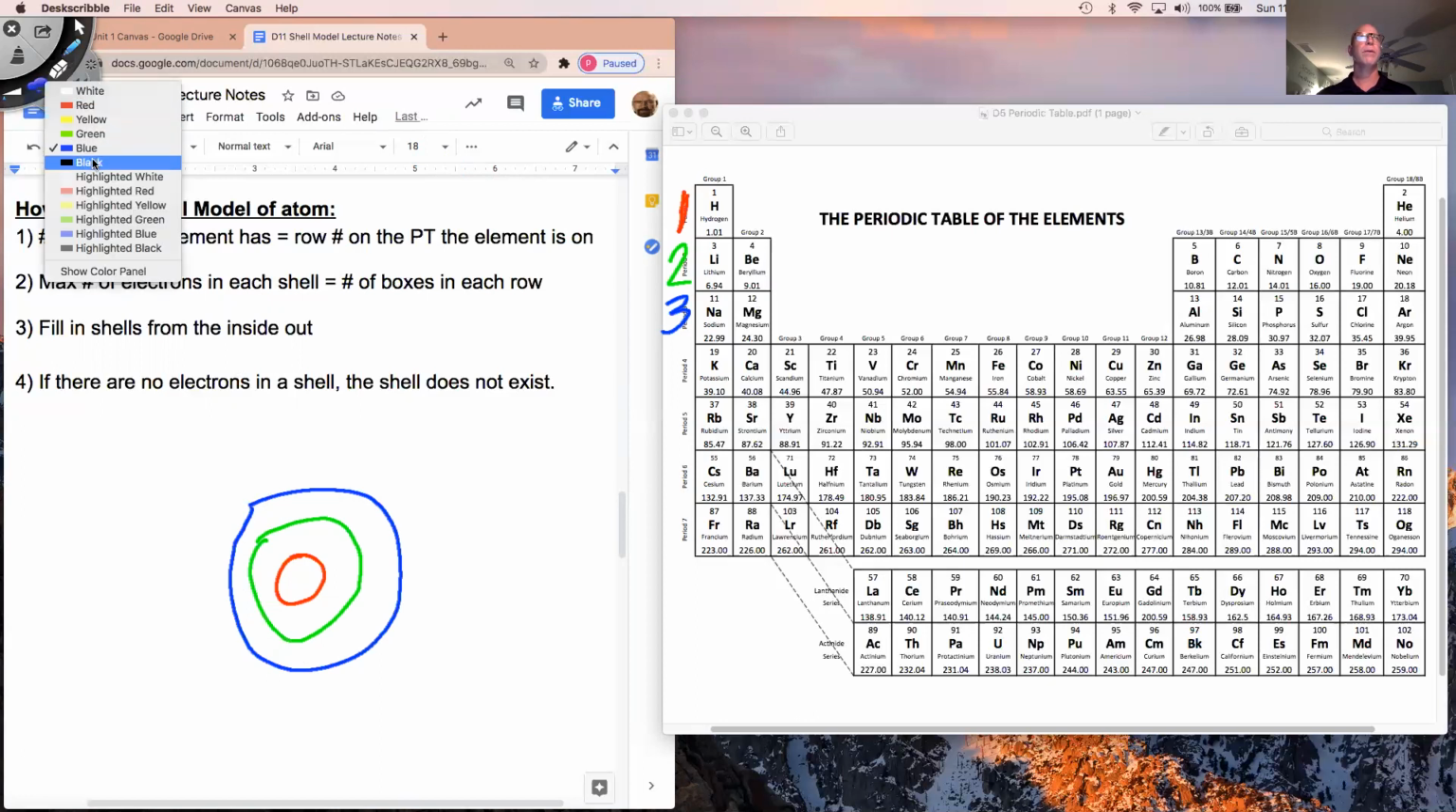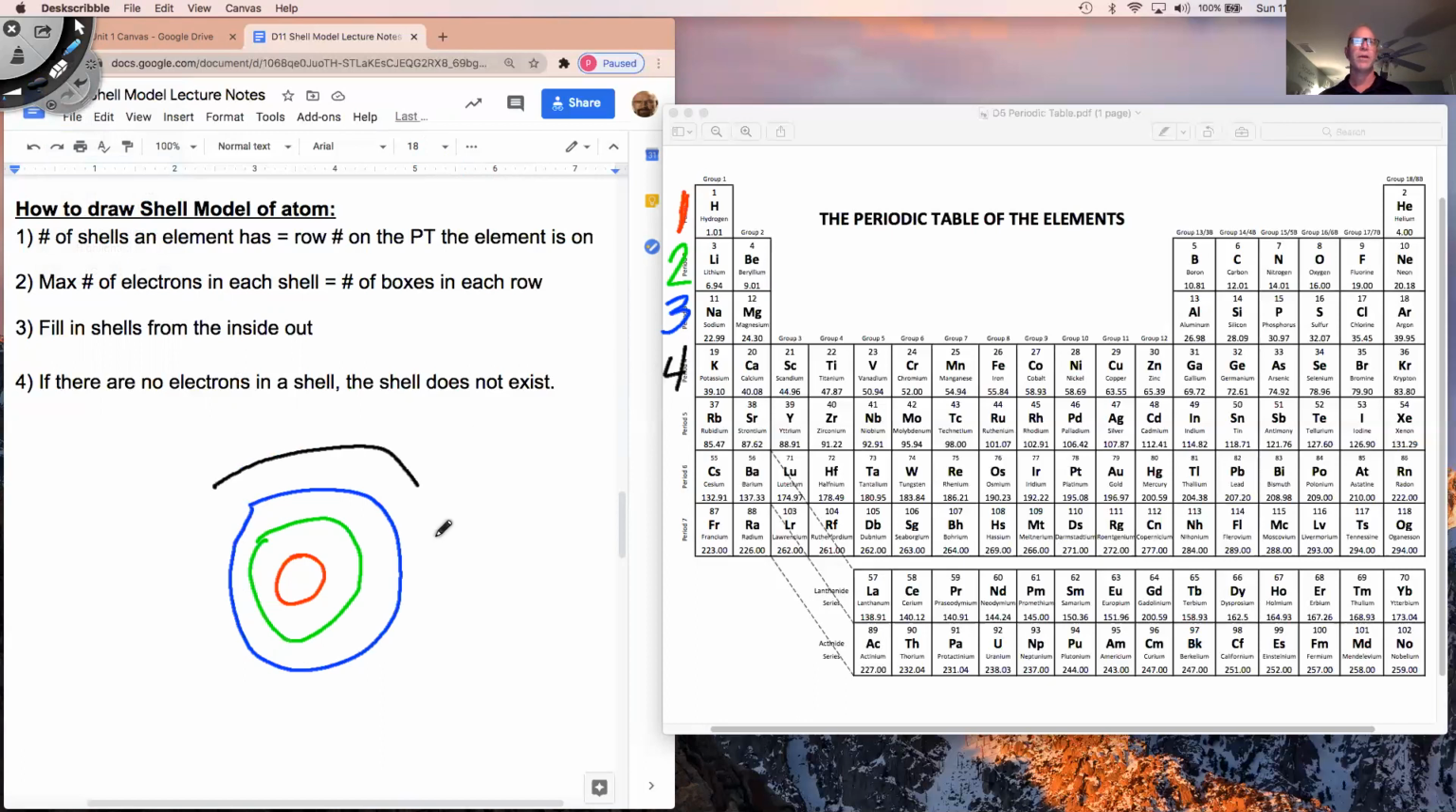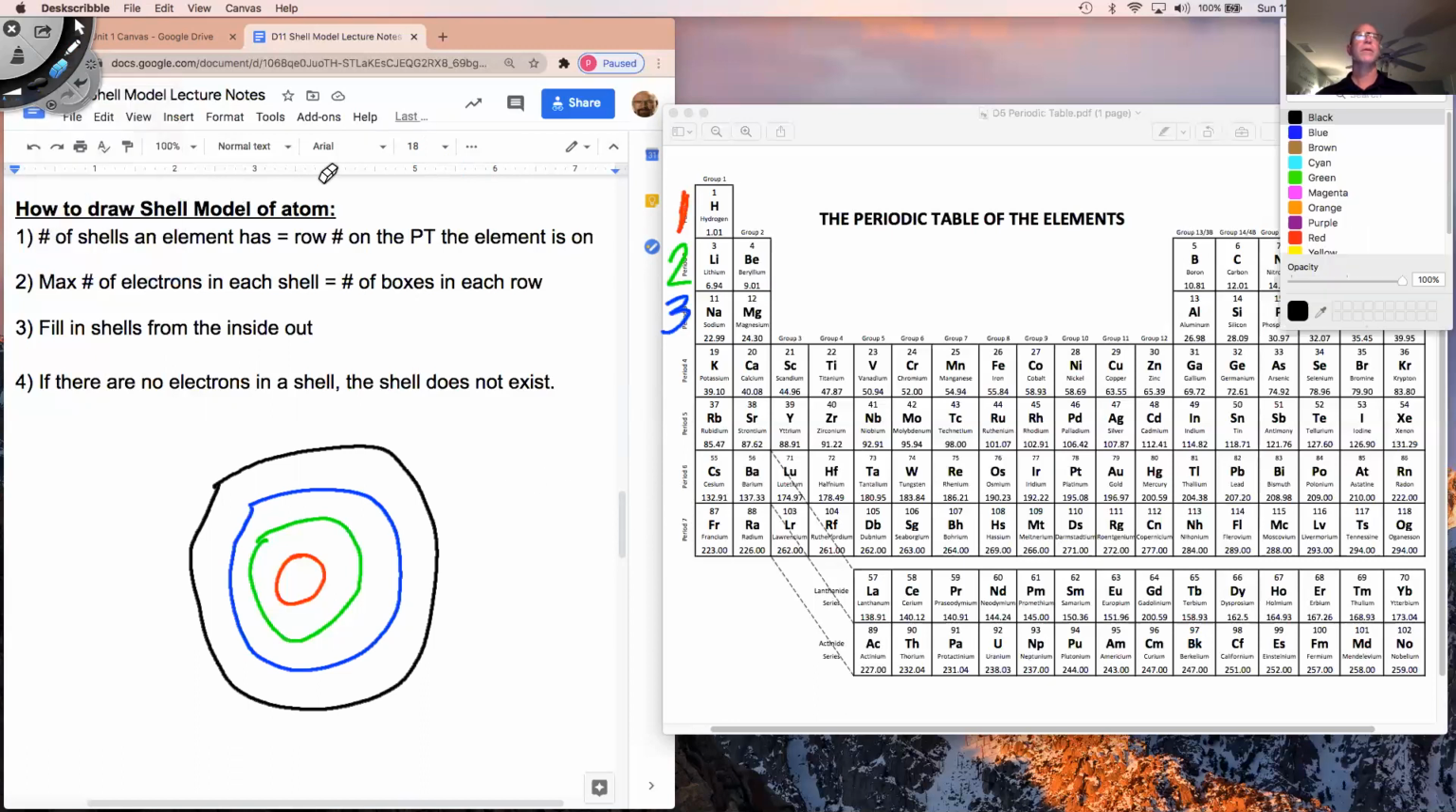Row number 4, am I running out of colors? Yep. Row number 4 is going to relate to orbital number 4. And then row number 5, 6, 7, 8. These would all be different colors. And if you want, I guess I could show you that as different colors very quickly. All right, so here we go. Here's our little color panel.